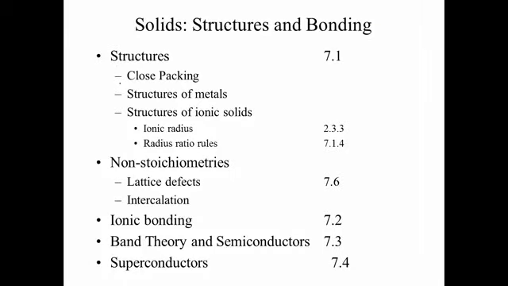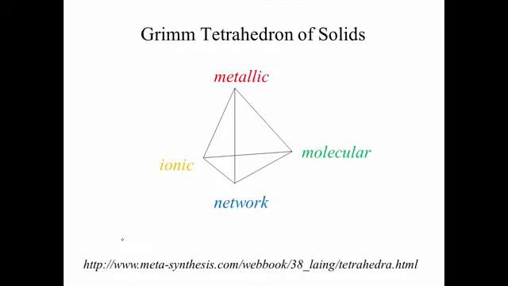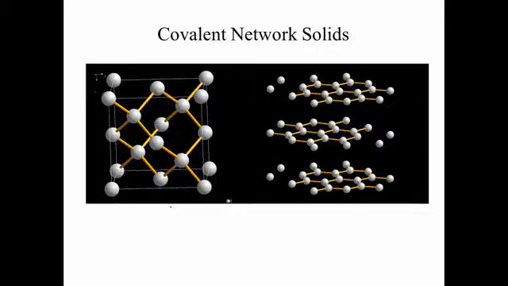Last time we looked at the structures of solids, defects in solids, and ionic bonding, and we were introduced to band theory in terms of metallic bonding. This time we'll partially complete our discussion of the tetrahedron of solids by looking at covalent bonding in network solids, and we'll mention a little bit about molecular solids.